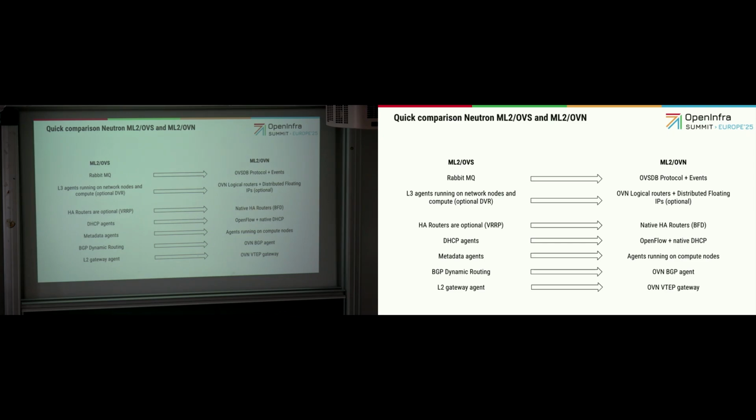DHCP is also OVN; they use their own solution for this. Metadata is still part of Neutron, so it's an additional agent running on the same nodes as compute, and it's a proxy. BGP and L2 gateways are rarely used in installations, but they also exist in OVN, provided by OVN.